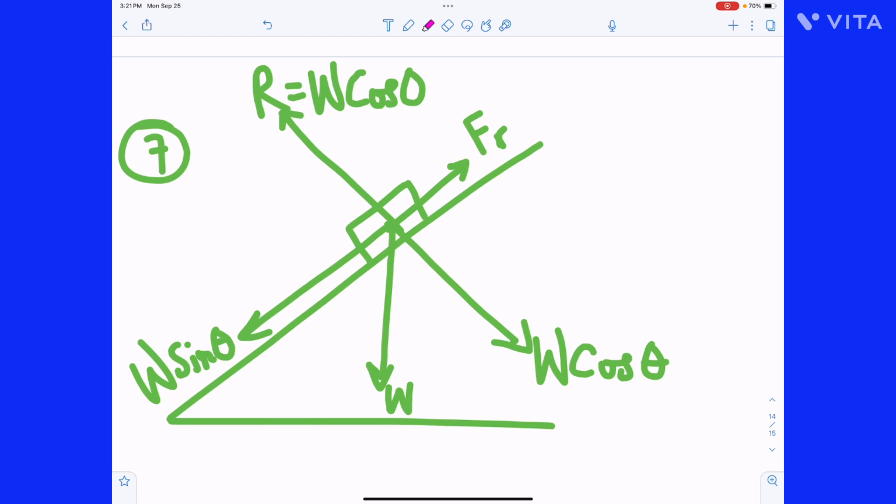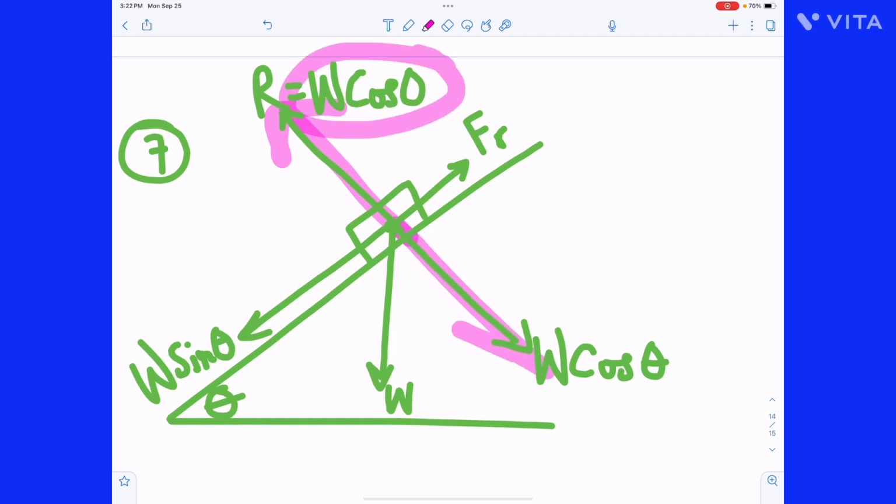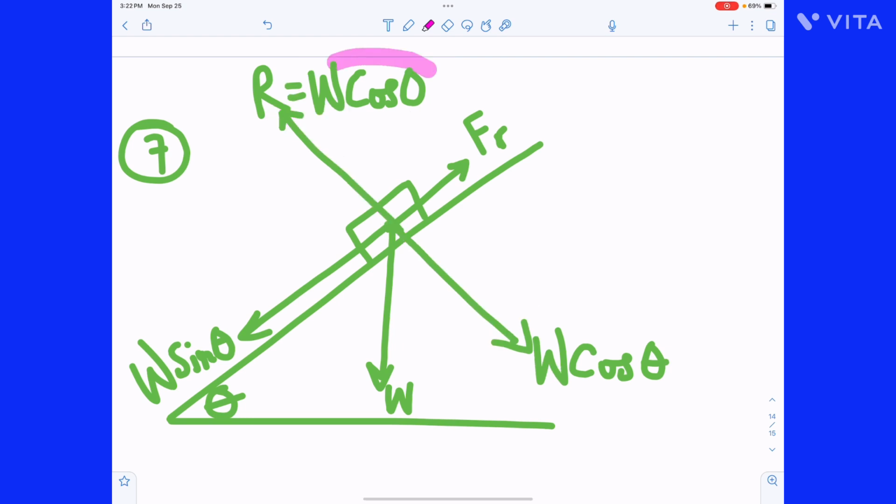But there's a component of the weight of the box which acts along the plane. That is called W sine theta. Theta is here. There's also another component of the weight of the box which acts perpendicularly to the plane. That is W cos theta. Now, the normal reaction of the plane on the box is also acting perpendicularly upwards, and it is equal to the component of the weight acting perpendicularly on the plane. Can you see that? So normal reaction is also W cos theta.